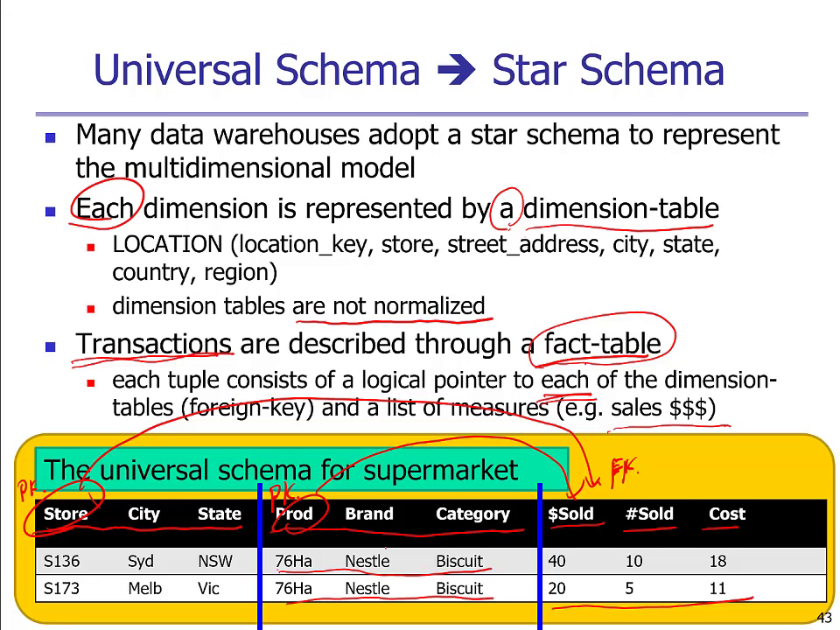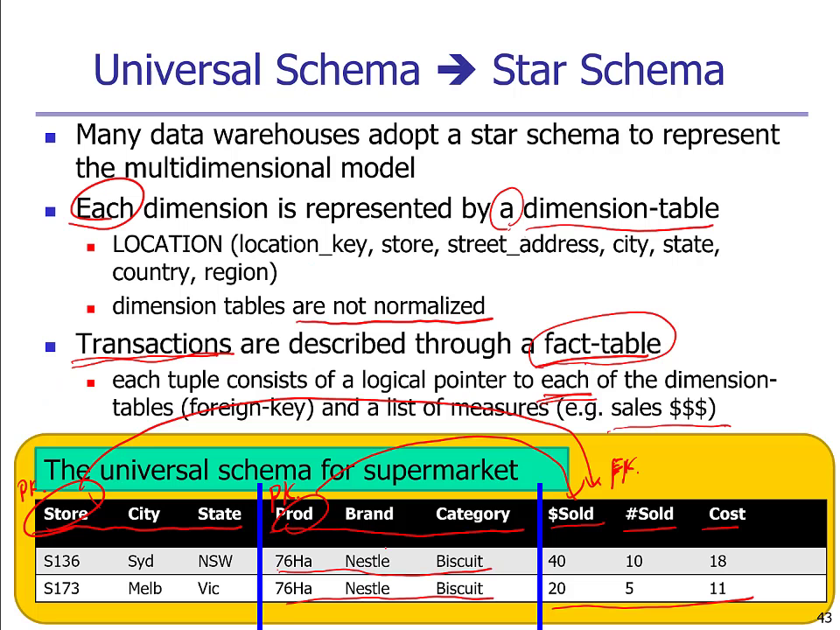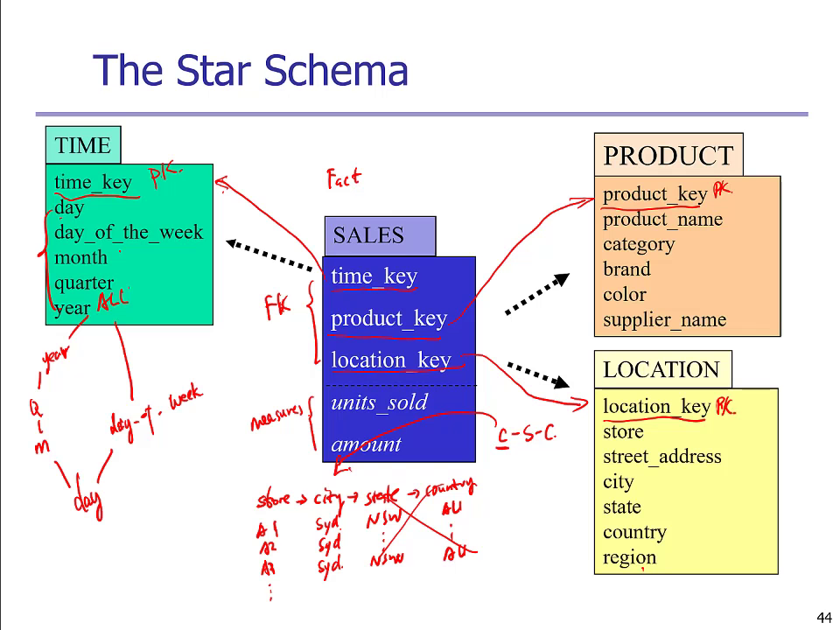So this is for the dimension table. Fact table, transactions are described through a fact table, right? And each tuple consists of a logical pointer to each of the dimension tables and a list of measures, right? So which are the foreign keys, the pointers to each of the dimension tables, and the measures.